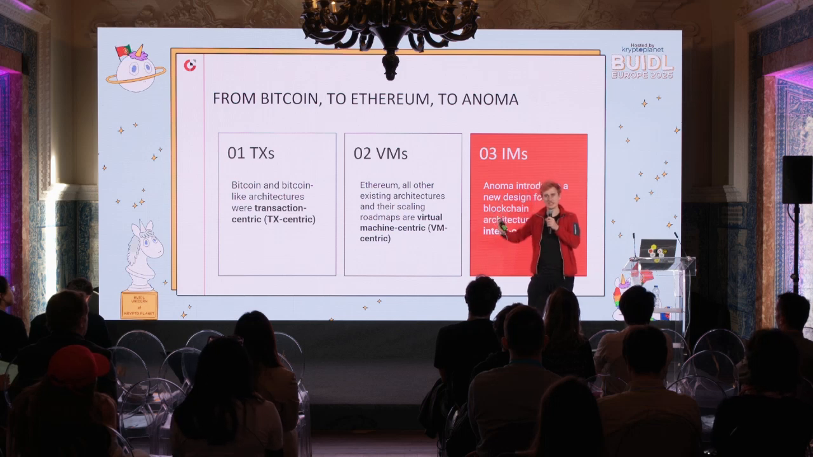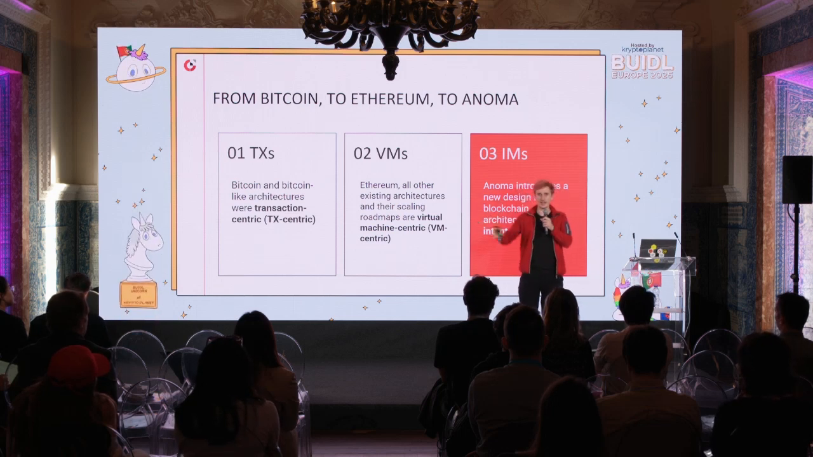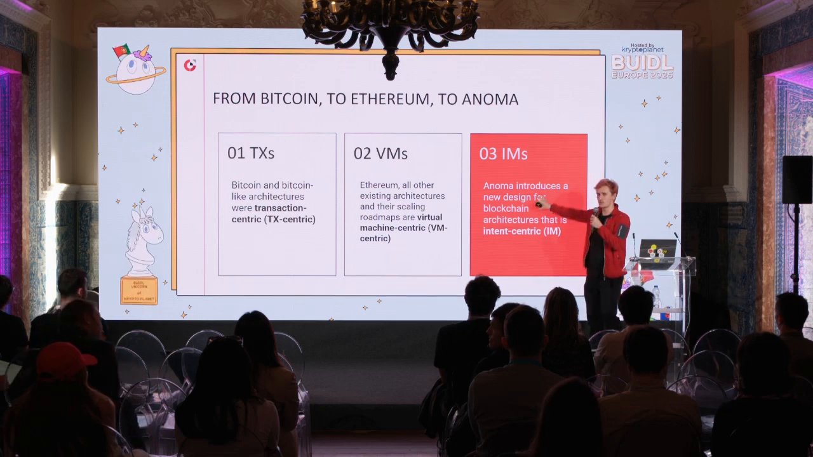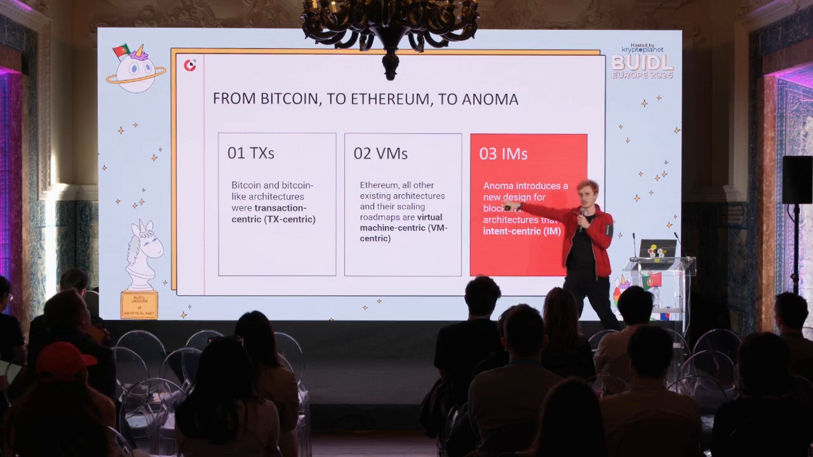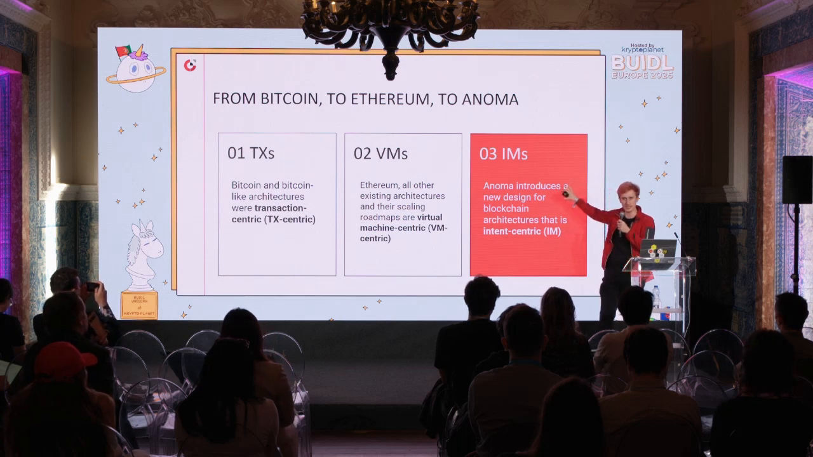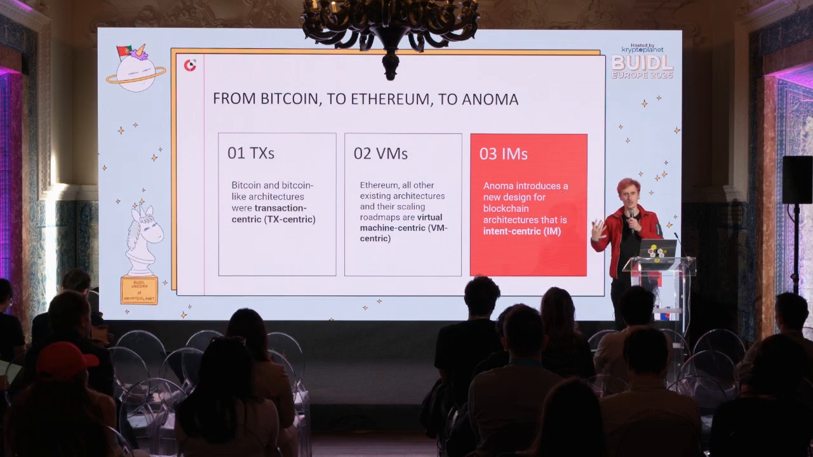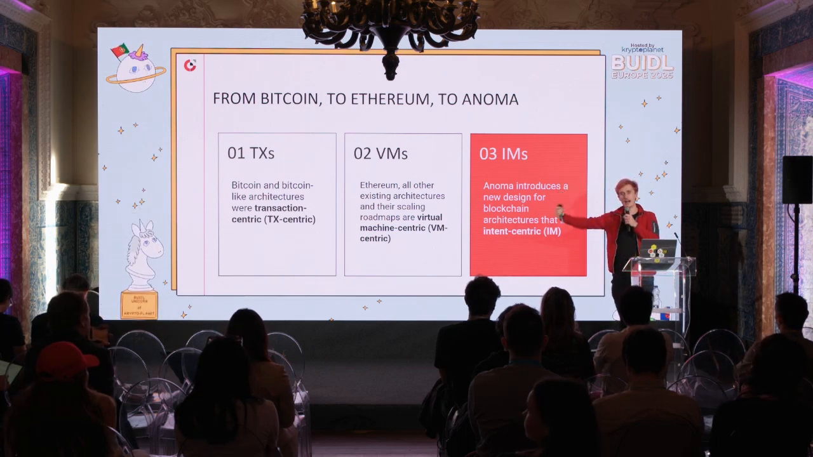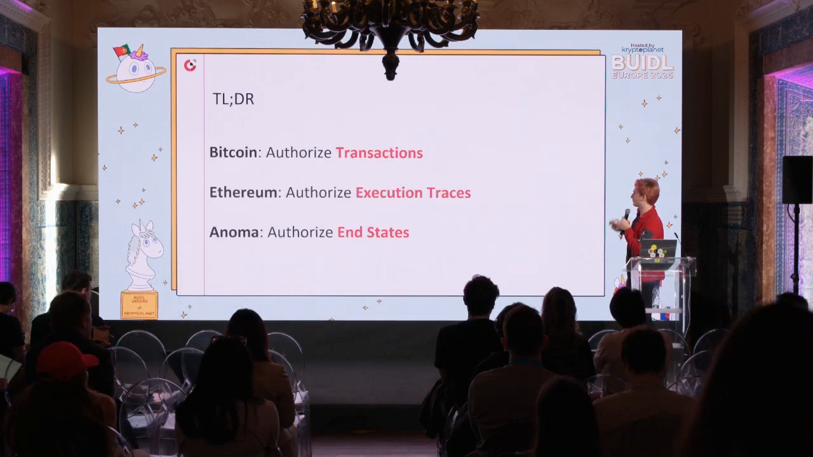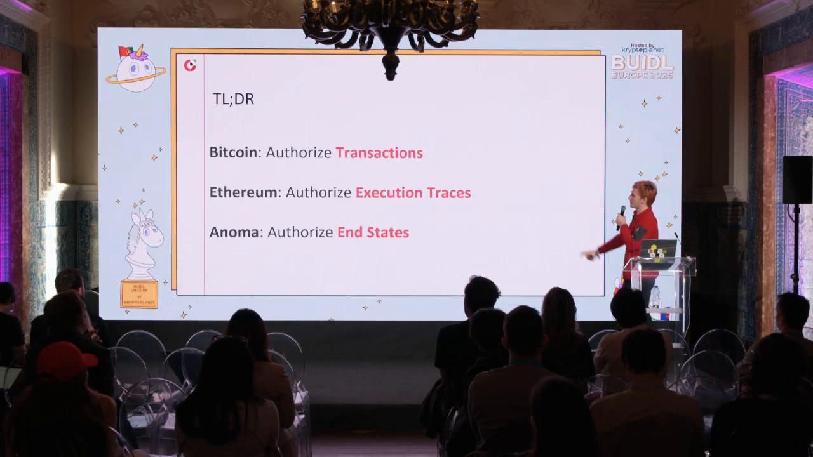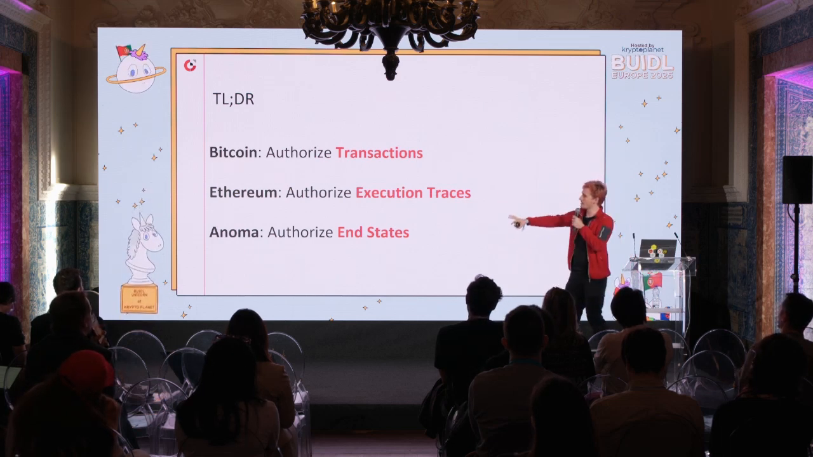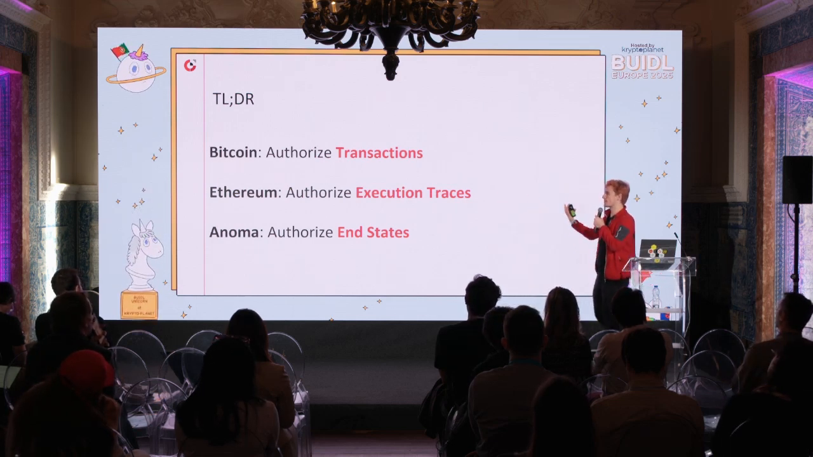When you think of Ethereum, it's a large global state blob that everyone agrees on and everyone syncs. As soon as we move into a ZK-based world, we don't have this large global state. We have a hash. And now we have to have lots of state in lots of different places, and intents allow you to reason over living state on edge devices. So TLDR: in Bitcoin you authorize transactions, in Ethereum you authorize execution traces, and in Anoma, with intents, you authorize specific end states.